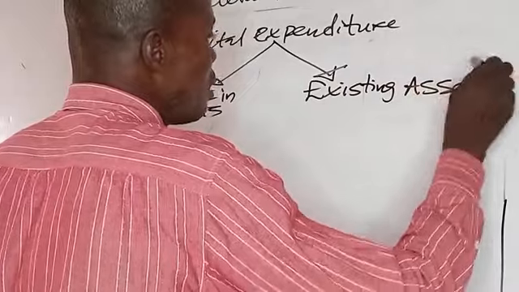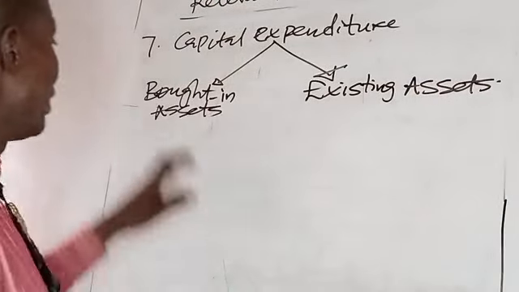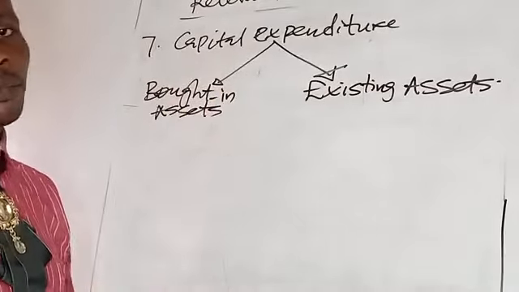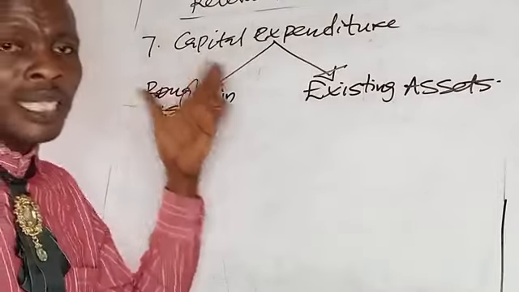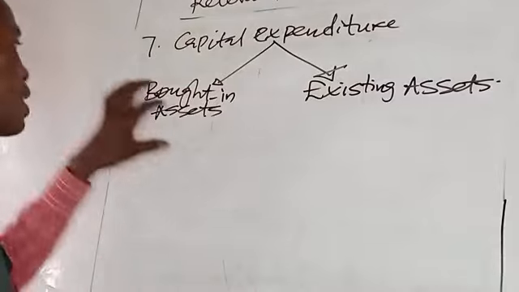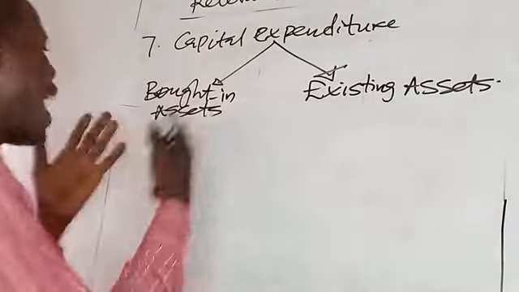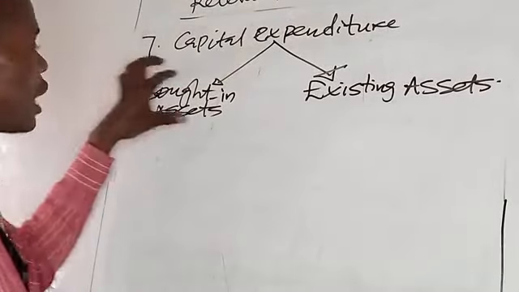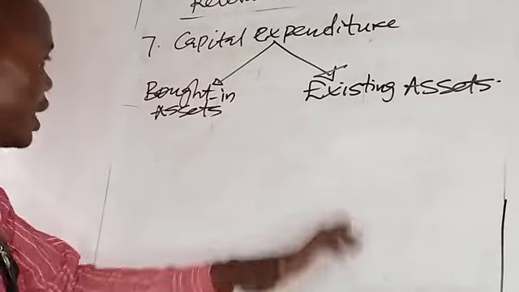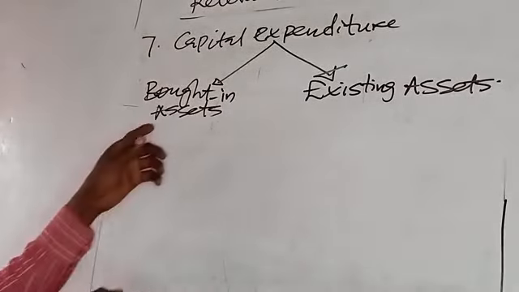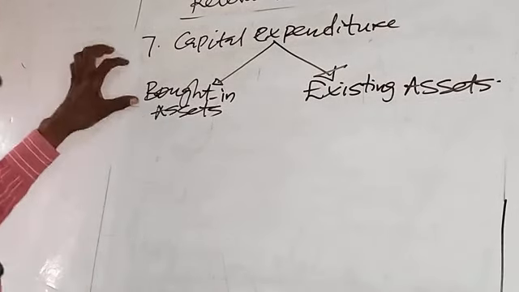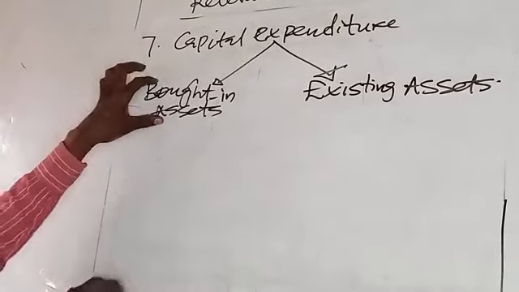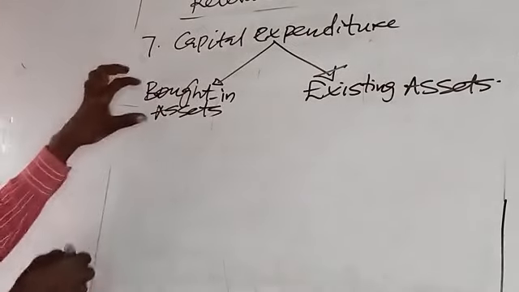By bought-in assets, we mean assets that are specifically purchased for the project. That means the purpose of acquiring such an asset is because of the project under consideration. Without that project, such expenditure wouldn't have been incurred. So the opportunity cost of such capital expenditure is for you not to undertake the project. If you don't undertake the project, such cost will not be incurred. So that is a bought-in asset.